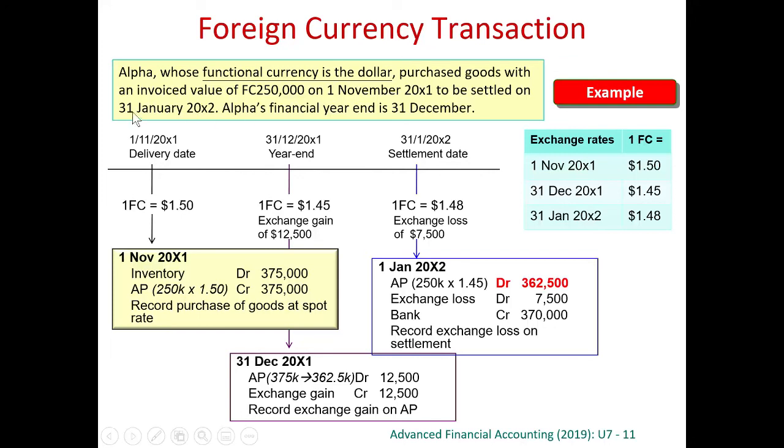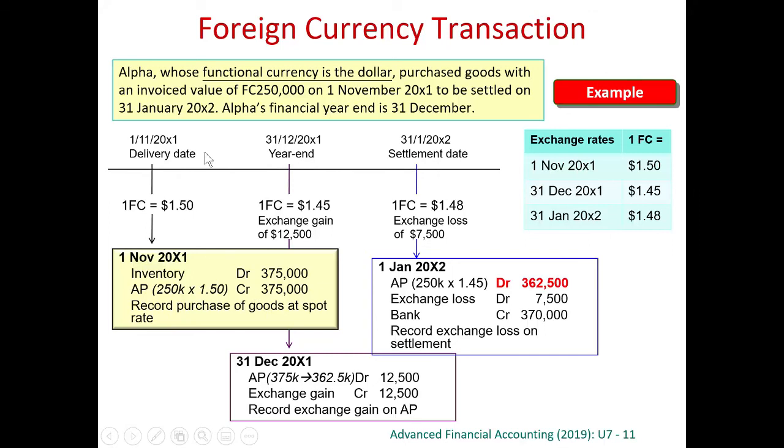At the year end, on 31st of December, we haven't settled this liability yet. Inventory is a non-monetary item. We don't need to retranslate if we keep this inventory at cost. However, the payable is a monetary item. All monetary items must be retranslated at the year end using the closing rate. Closing rate means the year end exchange rate.